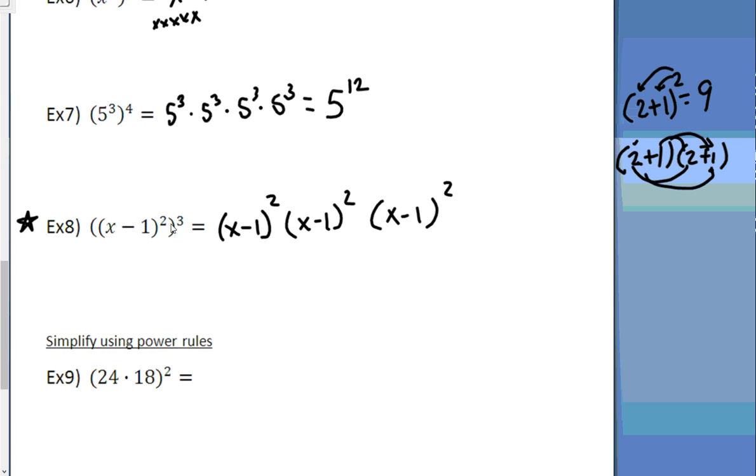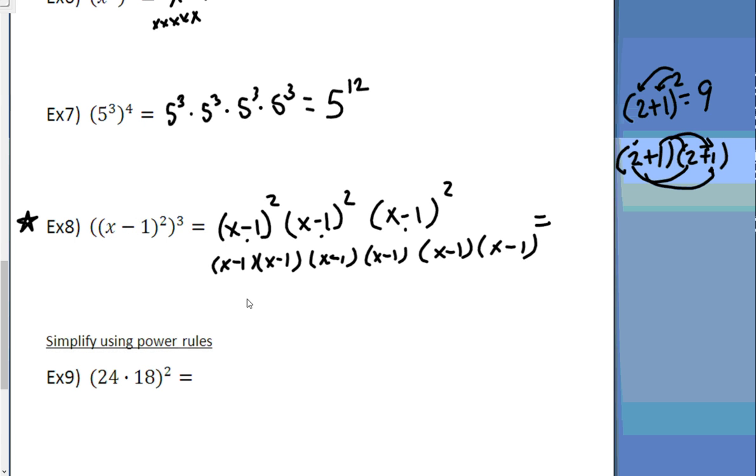Because there's 3 of them. x minus 1 squared, and I have 3 groups of them. 1, 2, 3. Got it so far? And then each one of these squares would be x minus 1, right? So this would be x minus 1 times x minus 1 times x minus 1 times x minus 1 times x minus 1 times x minus 1. And that is going to be what?